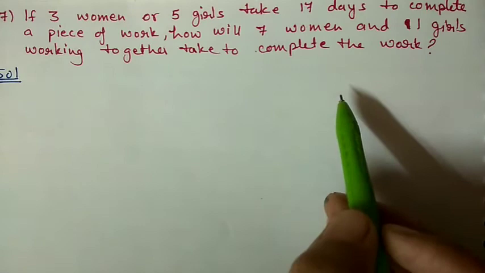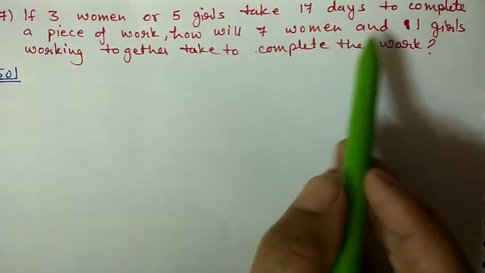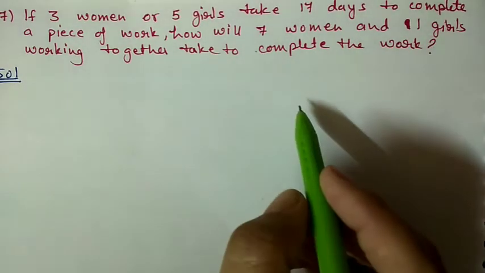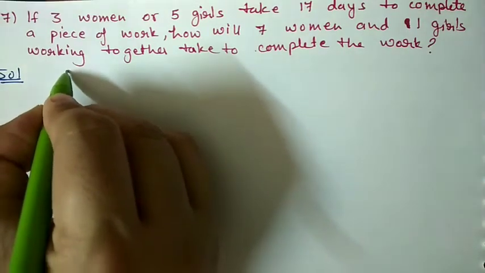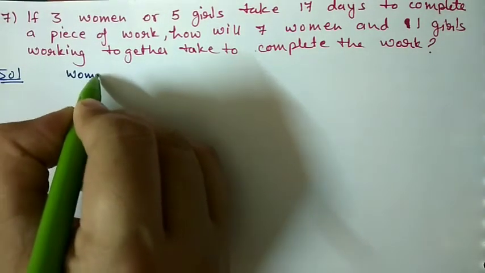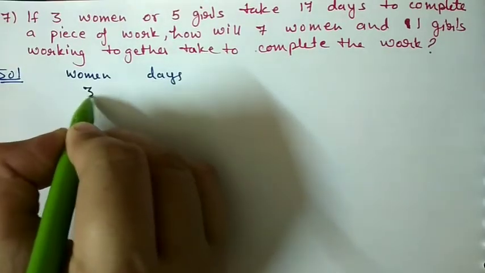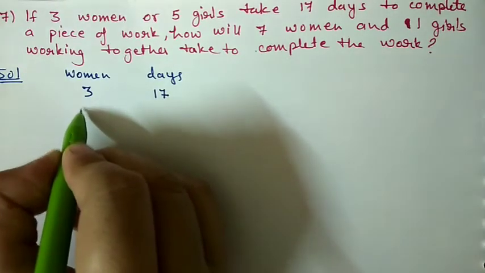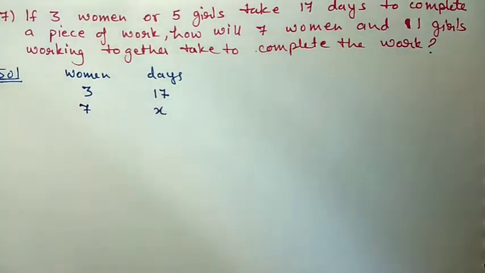So first we will find out the one day work for 7 women, and then one day work for 11 girls, and then together we will join it. So we can do it by the direct indirect method. Women and the number of days. 3 women are doing the work in 17 days. Now we have to find out for 7 women. Let them be doing it in x days.